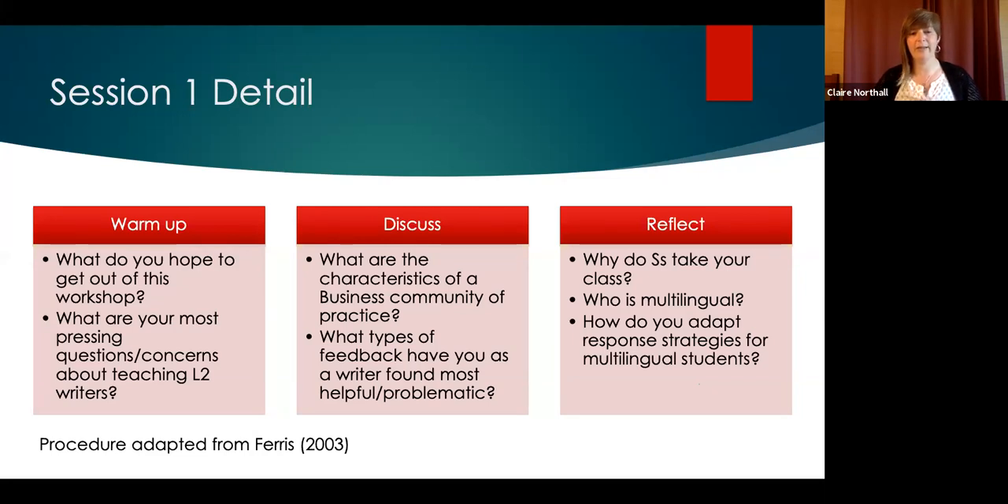They would be asked to think about if they'd ever had an assignment which was successful with a monolingual native student, but which wasn't as successful with multilingual students, as well as possible ways that they may or may not be adapting their response strategies for multilingual students.